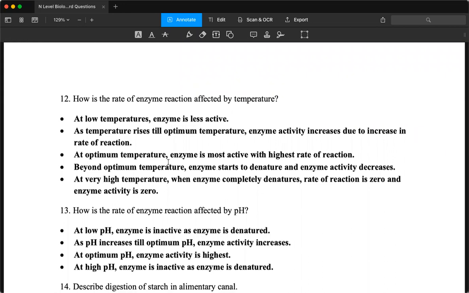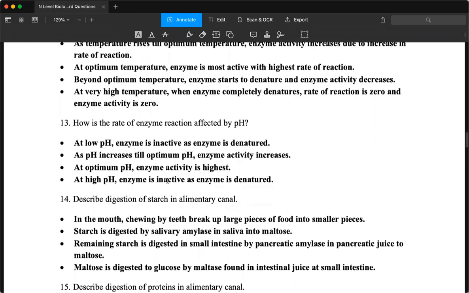Beyond the optimum temperature, the enzyme will start to denature and the enzyme activity decreases. It hasn't completely denatured. There is still activity, but less. At very high temperature, when the enzyme completely denatures, you will expect to see that the rate of reaction becomes zero and the activity reaches zero. Only when it completely denatures, meaning the active site is totally deformed, distorted, and no longer can bind to any enzyme substrate. How about pH?